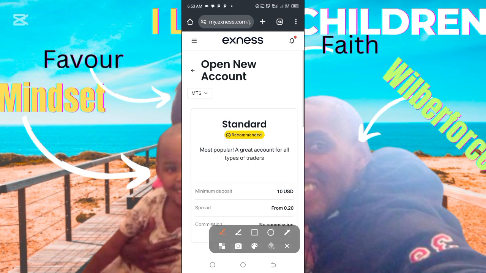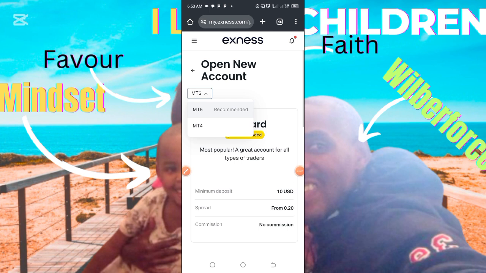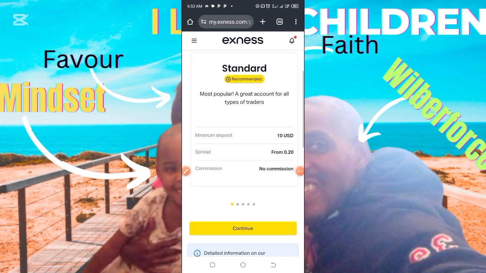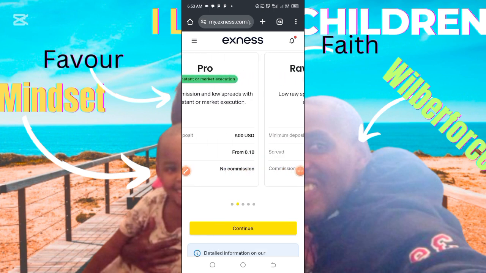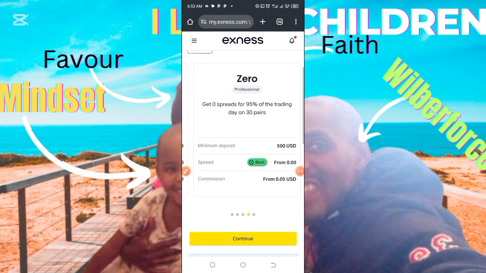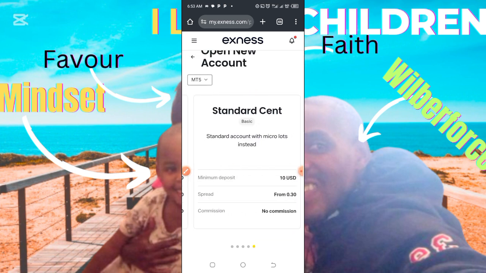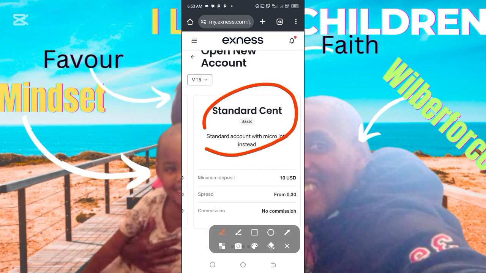And you choose the trading platform. I suggest that you go with MT5, which is recommended because it is now updated from time to time. And now you want to scroll from right to left, okay, until we see the Standard Cent account. So continue scrolling until you land on this Standard Cent account here.